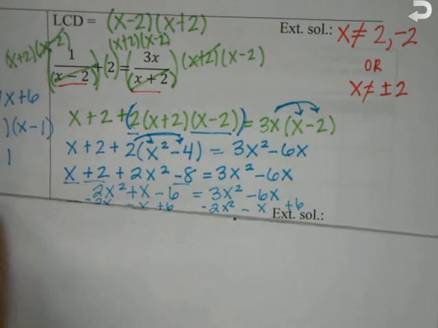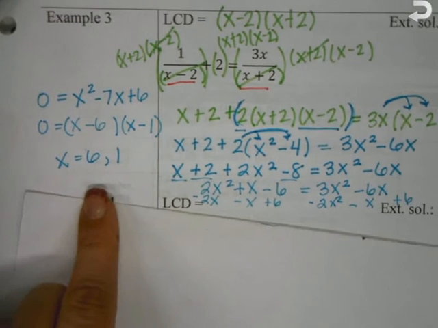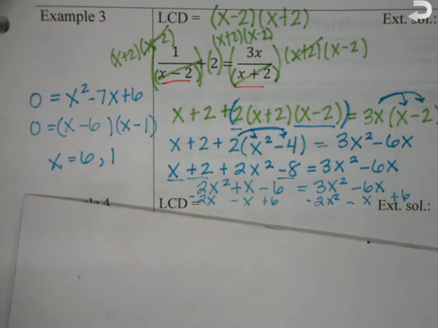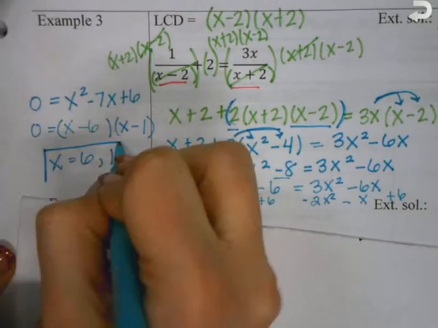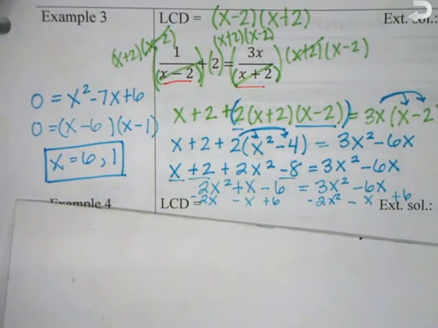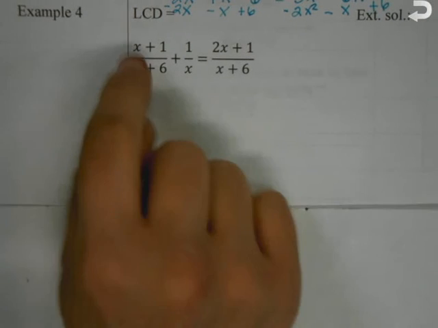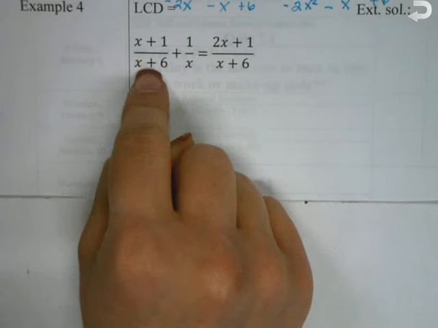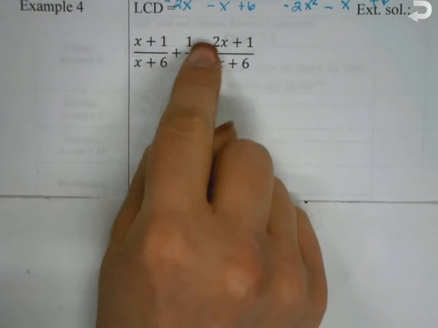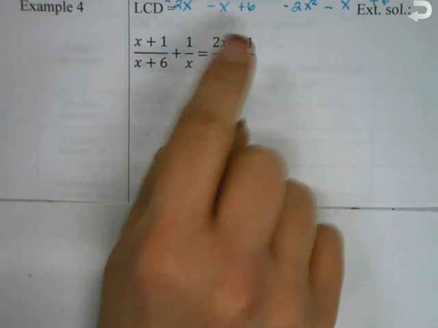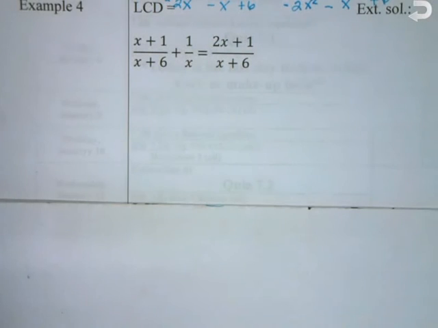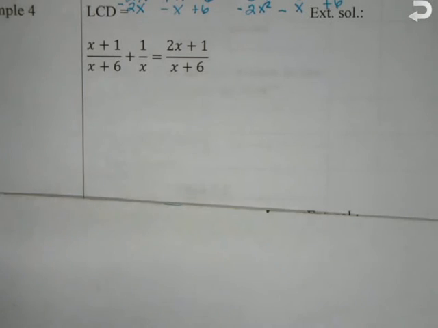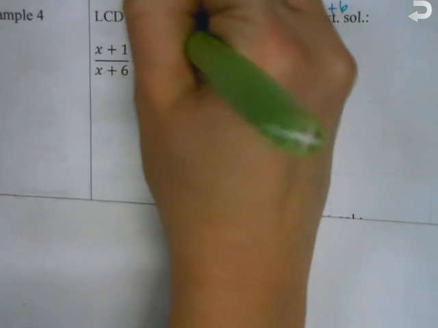Okay, this is a little bit trickier. We have x plus 1 over x plus 6 plus 1 over x equals 2x plus 1 over x plus 6. The LCD is x times x plus 6. So we're only looking at the denominators here. If they have anything in common, we only have to write it once. So we only have to write x plus 6 once because it's a common factor.